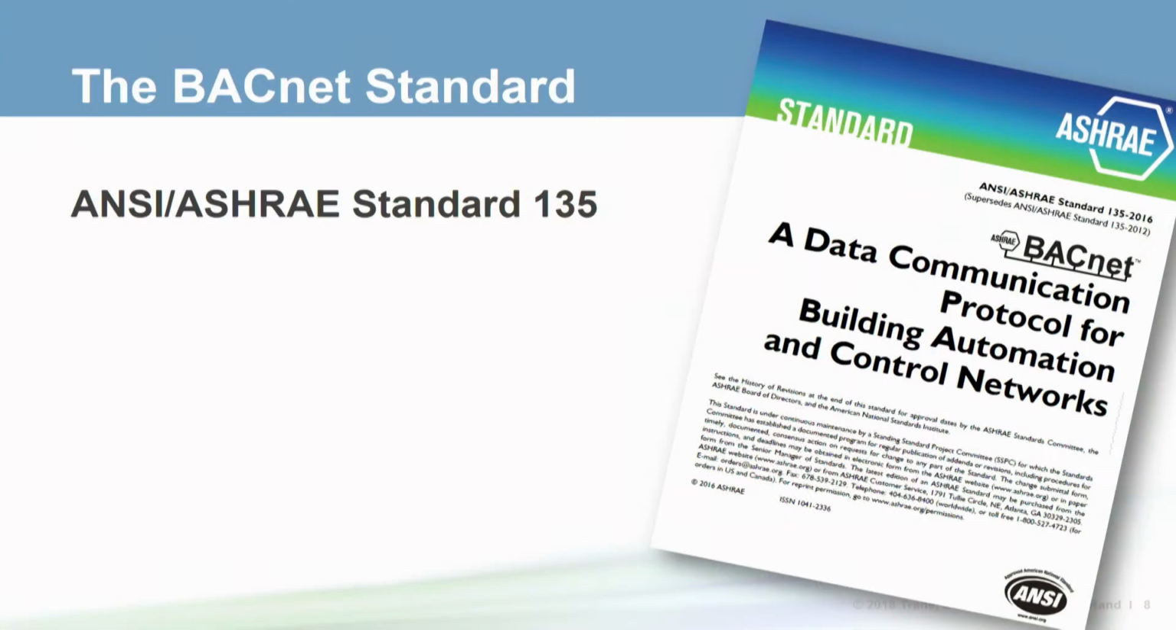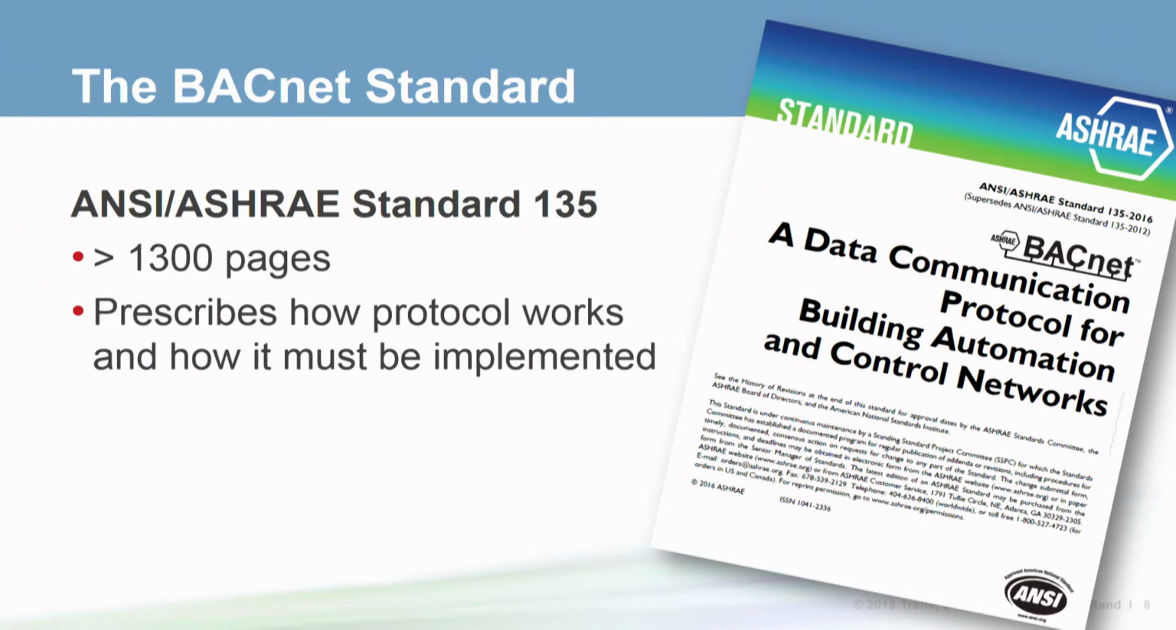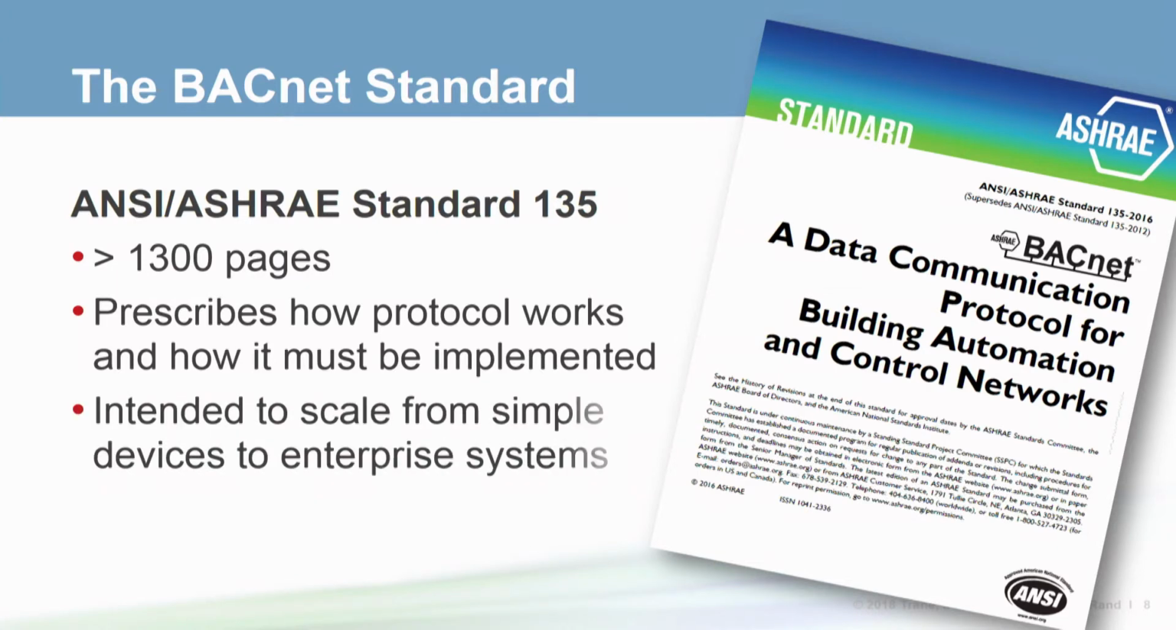But let's first talk about the BACnet Standard. The standard is over 1,300 pages long. It's primarily a nuts and bolts document that prescribes how the BACnet protocol works and how it must be implemented. The features defined by the standard are intended to scale from the most simple devices, such as a temperature sensor, to an enterprise automation system that may control and monitor hundreds of sites. Aside from the minimal amount of core functionality that's required to be a BACnet device, all the functionality is optional.